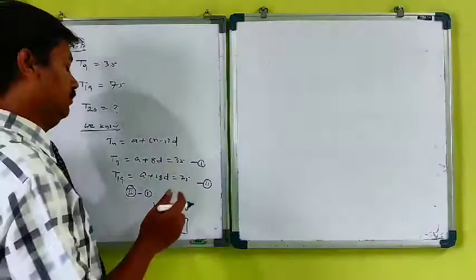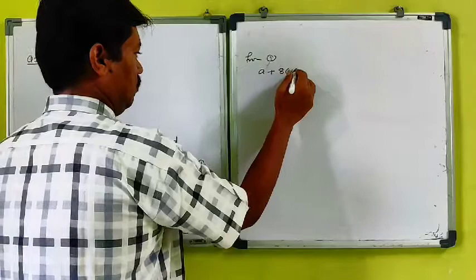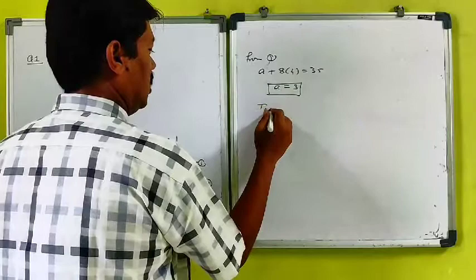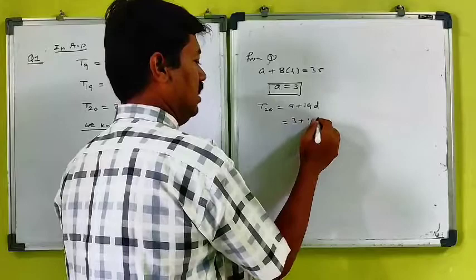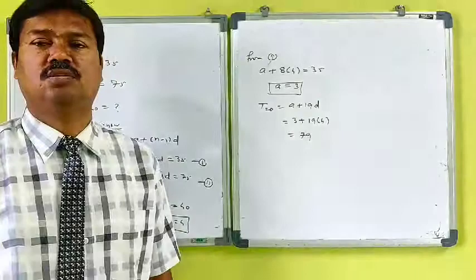If you put d equal to 4 in the first equation, a plus 8 into 4 equals 35, so a is equal to 3. Then the 20th term is a plus 19d, which is 3 plus 19 into 4, that is 76 plus 3, equal to 79. So 79 is the answer for the first question.